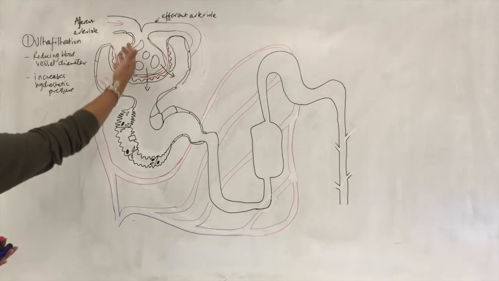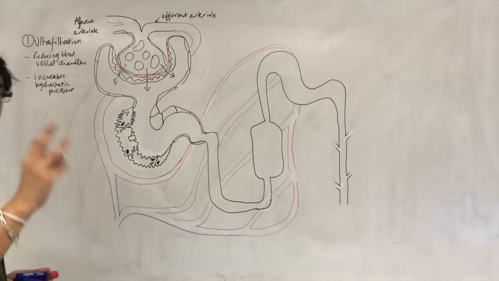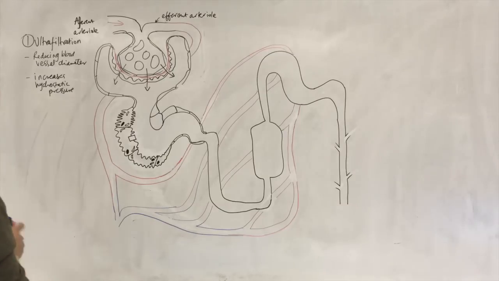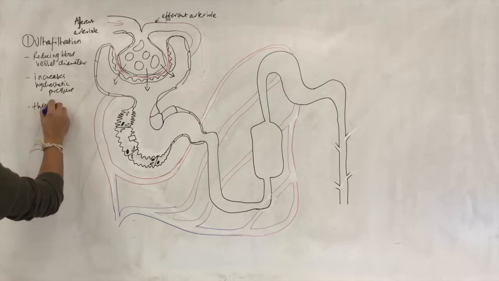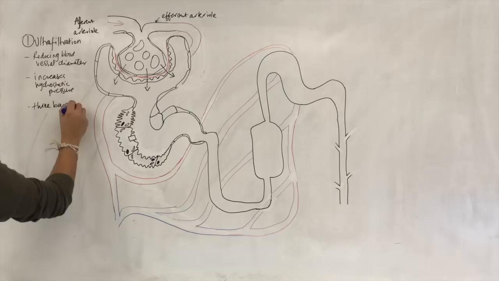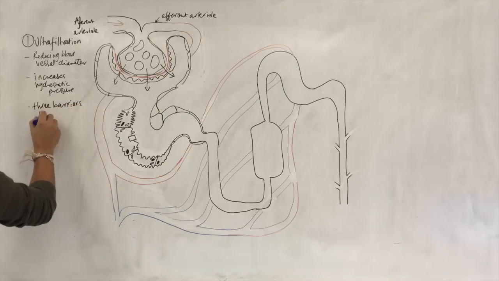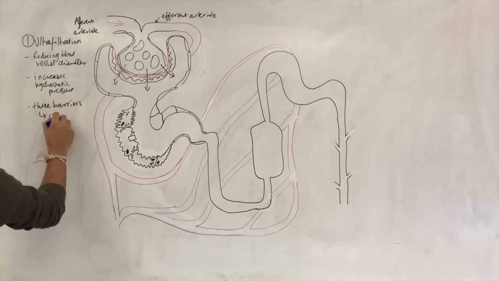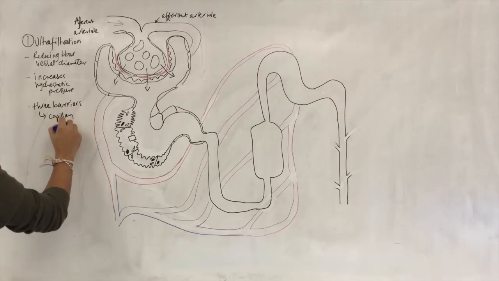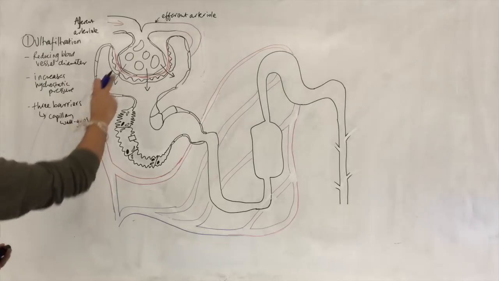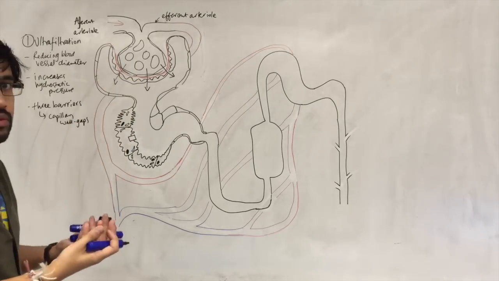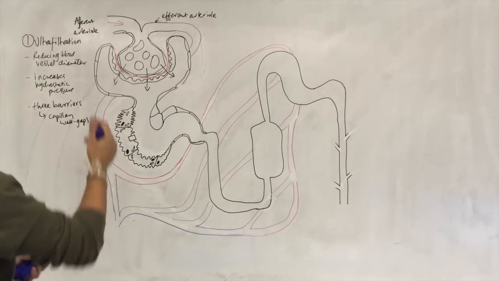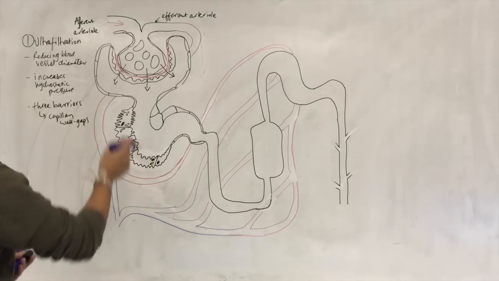Now, when the things move out, they have to move across three barriers. Okay, so three barriers. Okay, the first one is the capillary wall, which has gaps, right? So the capillary walls have gaps between them, so things can move out.